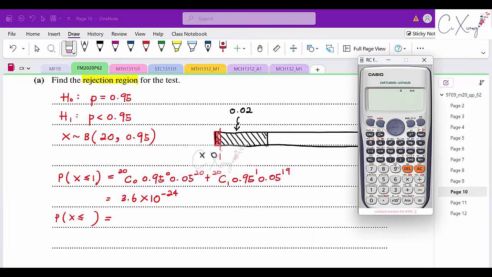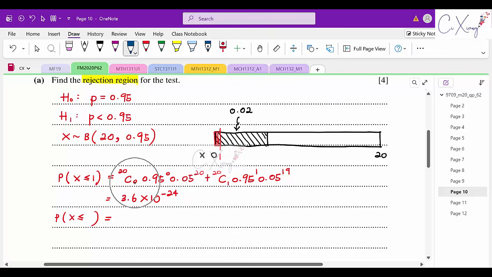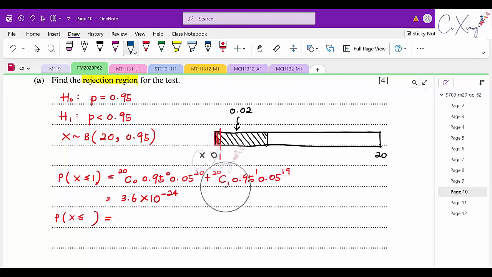What we can do is use the summation function in our calculator. You can see that when I want to calculate all the probability here, it is 20C0, then 0.95 power 0, 0.05 power 20, and the next one is 20C1, and all this number will increase one by one. So I want to key in a general formula by using the summation. The summation starts from x equals to 0 until the number that you want to find out.